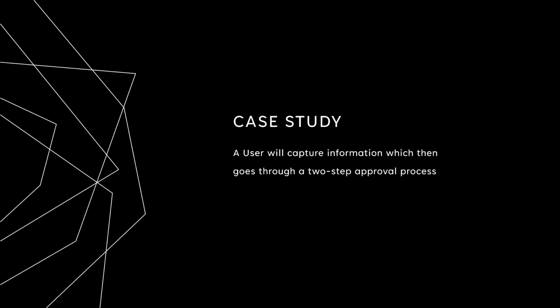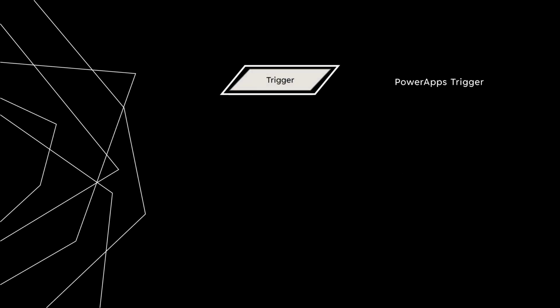If we didn't build it in a linear way, if we built it in parallel, it would work a lot easier. So we're going to take the same case study. We've got a user capturing information that goes through a two-step approval process. If we're not building it in a linear way, first we have our trigger. And I personally would trigger this through Power Apps, so we have more control over it. Rather than on item creation, we trigger it explicitly from Power Apps.